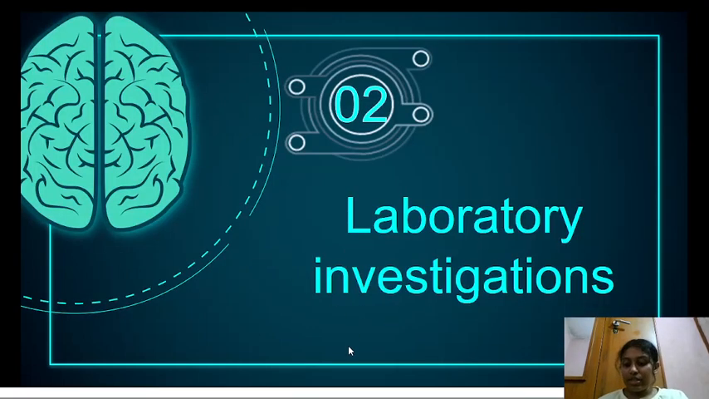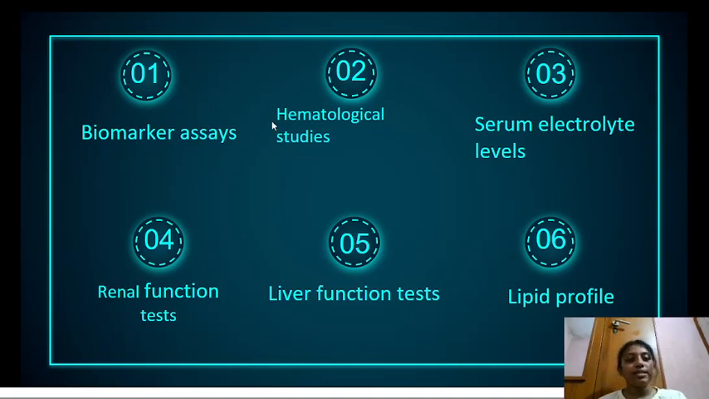Next is laboratory investigations, which involves the biomarker assays. Biomarker assays include cardiac troponin levels, which you can evaluate for myocardial injury, to see whether it has led to stroke or not. Hematological studies include CBC, complete blood count, and platelet levels, which can suggest any type of infection. Next is serum electrolyte levels, which evaluate the sodium and potassium levels, which can interrupt the management of the stroke.